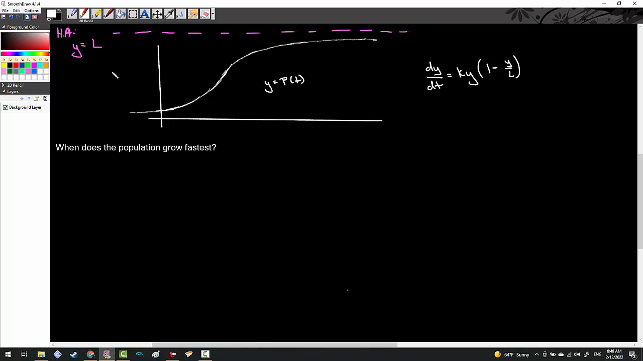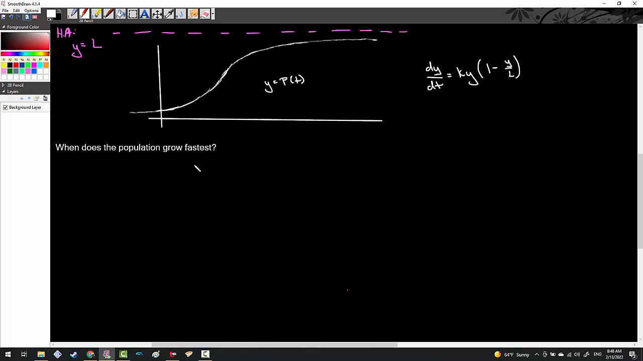And when we saw that happen in Calc AB, where when something shifted from concave up to concave down, that was a local maximum of the first derivative, or if something shifted from concave down to concave up, that was a local minimum of the first derivative. So we learned back in Calc AB that points of inflection determine the rate of change.